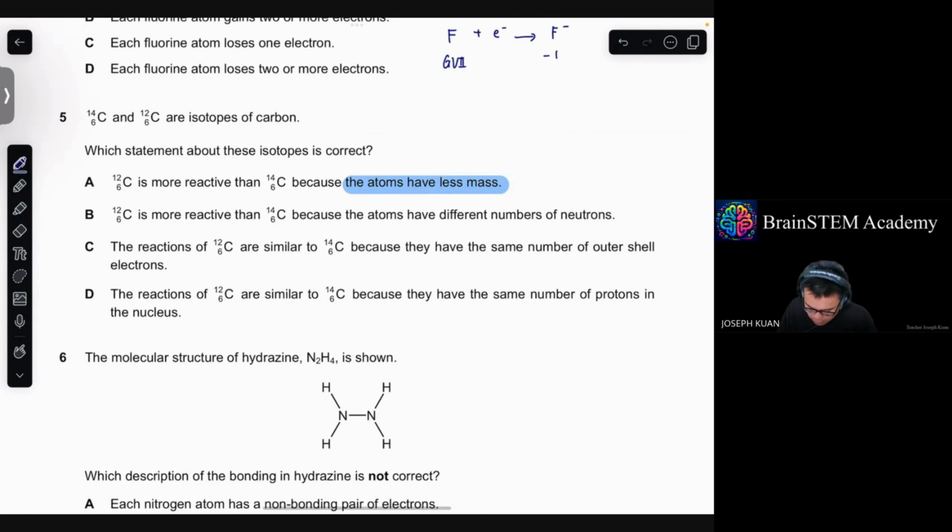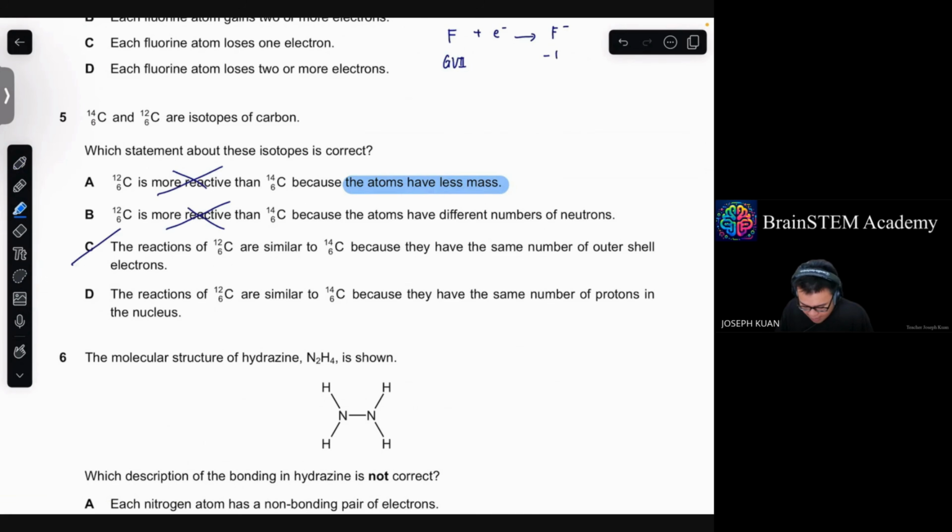So there will be no difference regarding reactivity. In B, as you read the phrase more reactive, you can eliminate this answer as well. So let's look at C and D. The reactions of carbon 12 are similar to carbon 14 because they have the same number of outer shell electrons. So the answer will be C instead.